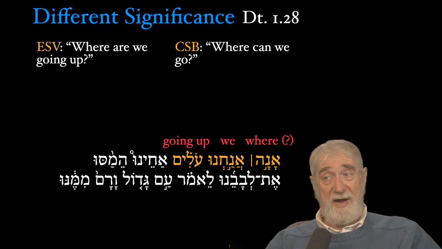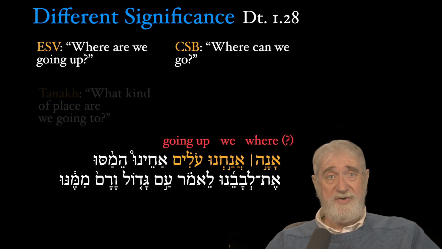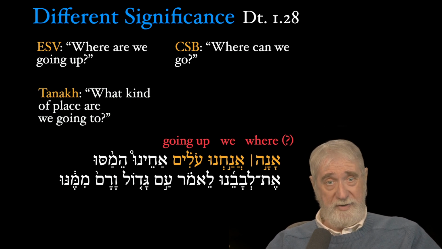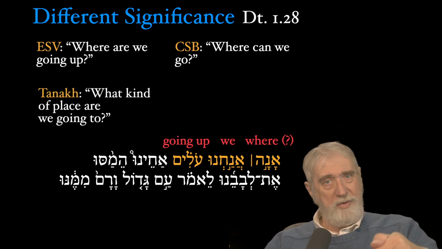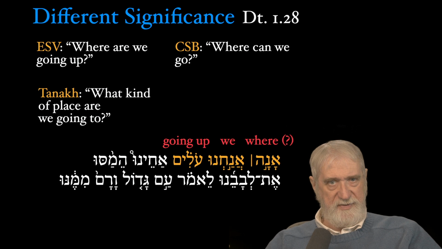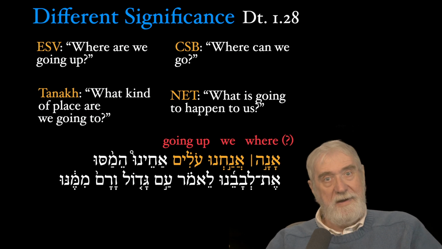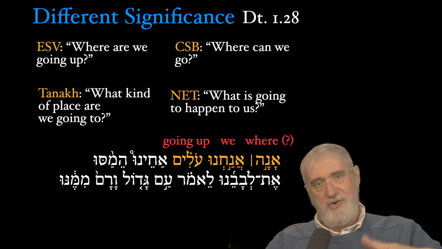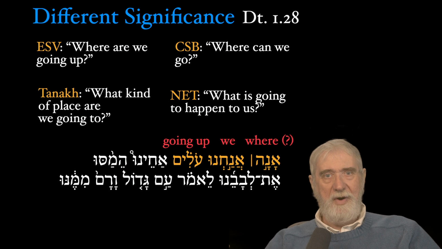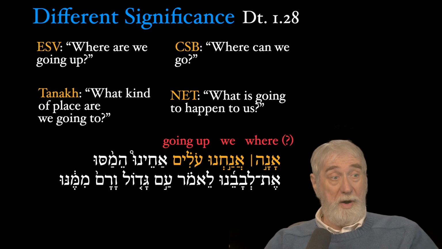The Jewish Publication Society's translation of the Tanakh takes again a different significance and renders this, what kind of place are we going to? In other words, they understand the word where to be not asking the location, but asking the character of the place to which they're going. And the NET Bible actually then reads, what is going to happen to us? Where are we going is not asking the nature of the trip they're on, but rather what's going to happen to us as we go on our journey.